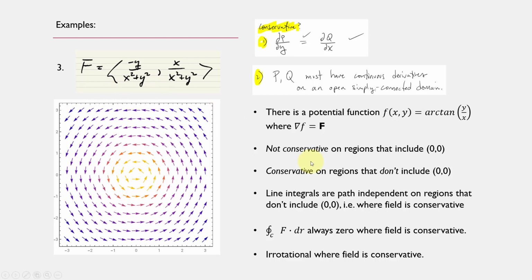But this vector field is not conservative on regions that include the origin, because the derivatives of p with respect to y and q with respect to x aren't continuous on regions that include the origin.